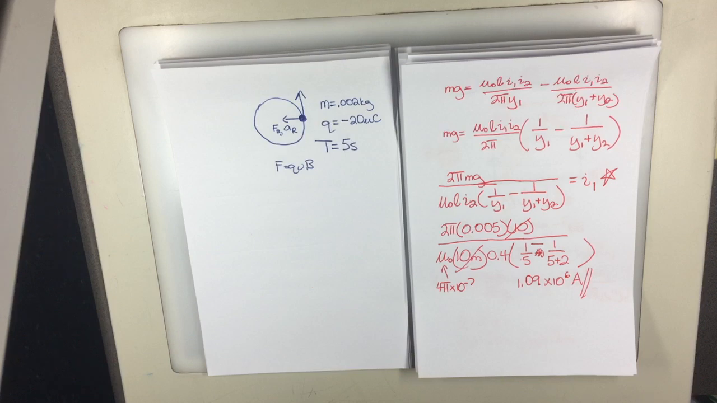So the way that I have to do this is V is up, B is out of the page. So V cross B is that way. It's a negative charge, which means I flop it to get the desired effect.